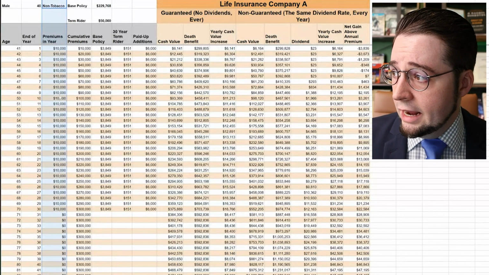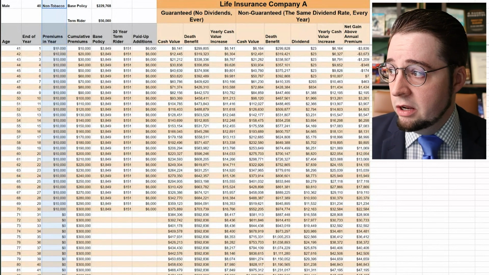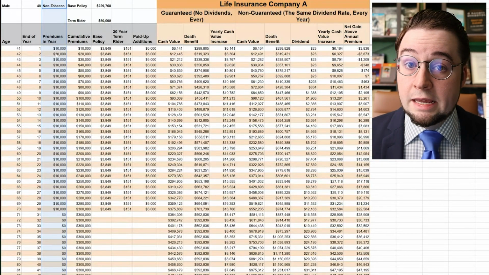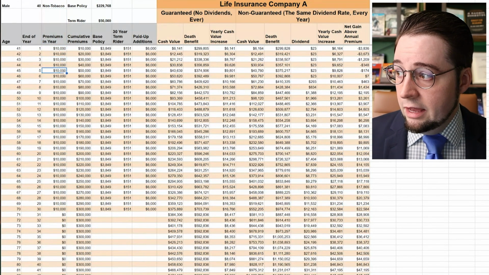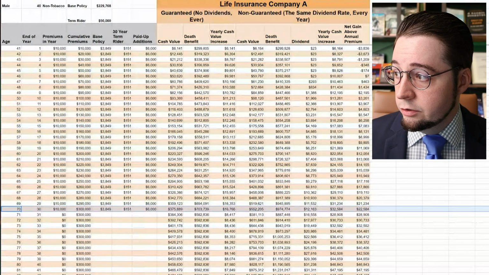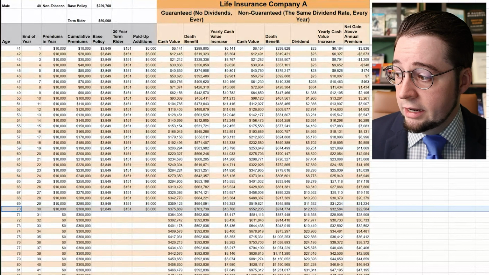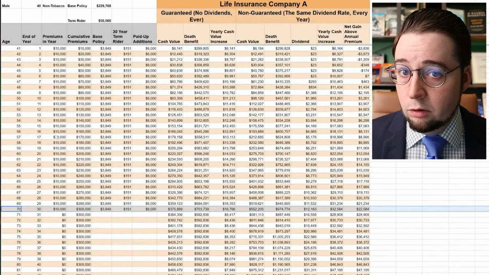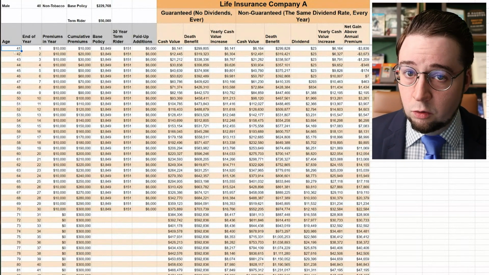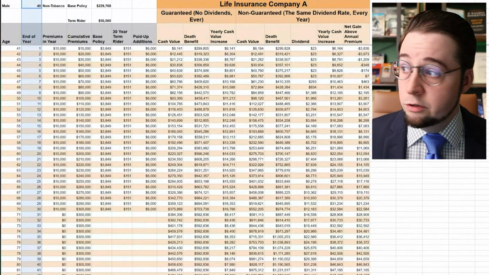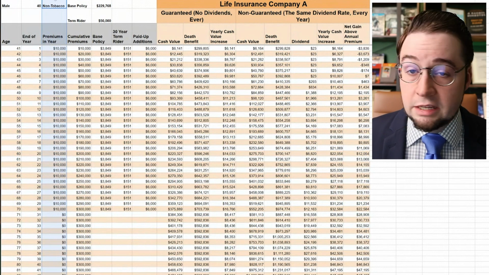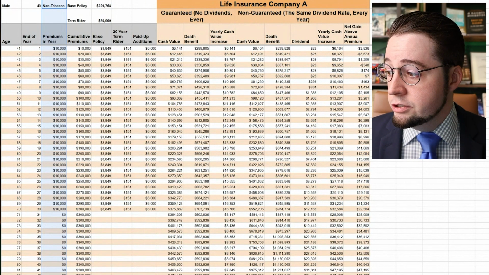But let's start looking at how this is designed. Premiums in year. So the way this policy is designed is for ease of reading. We're going to pay $10,000 in total premiums for 30 years. So here's the end of year 30 right here. Our example person is 40 years old. So at the end of the first year, they'll be 41. At the end of the second year, they'll be 42. So there's age. There's the year counter. Here's the premiums in year.